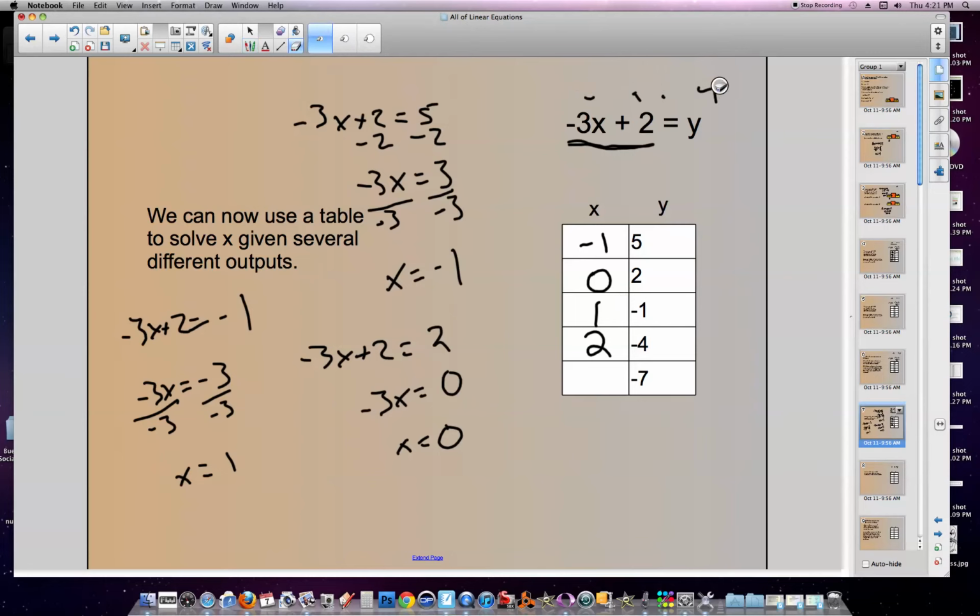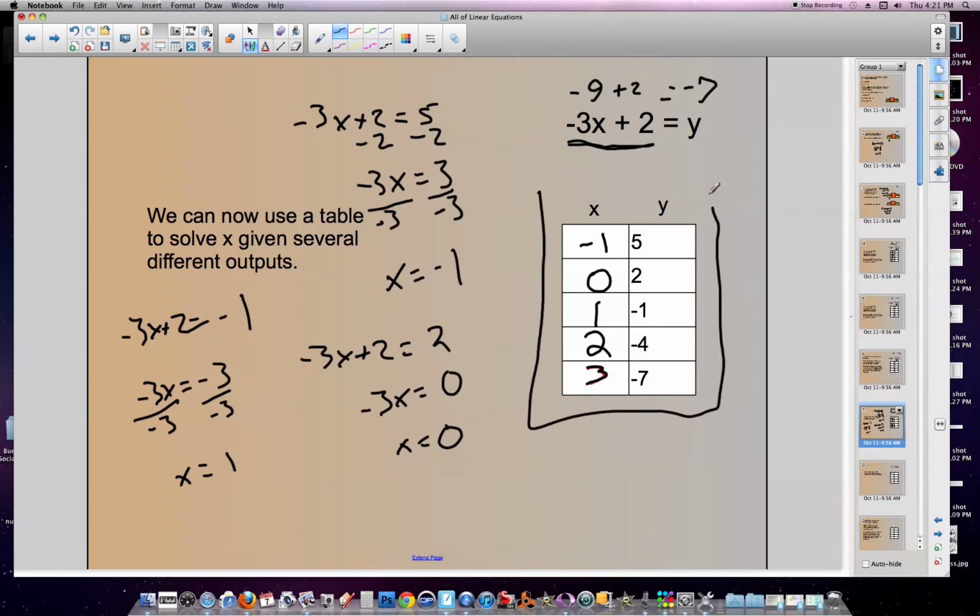I can say, you know what? I bet this pattern is going to continue. In my table, I can see clearly that this went down 3 again. So let's see if this goes up 1. Let's see if that's 3. Oops, I changed colors. Let's see if that is 3. Well, negative 3 times 3 is negative 9. Plus 2 is going to be negative 7. Yep, that works. So I've now filled in this entire table using this one function, negative 3x plus 2. I've figured out what all of these different inputs are for these given outputs.